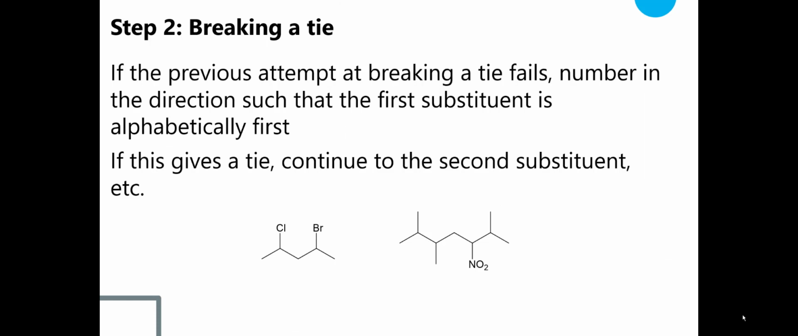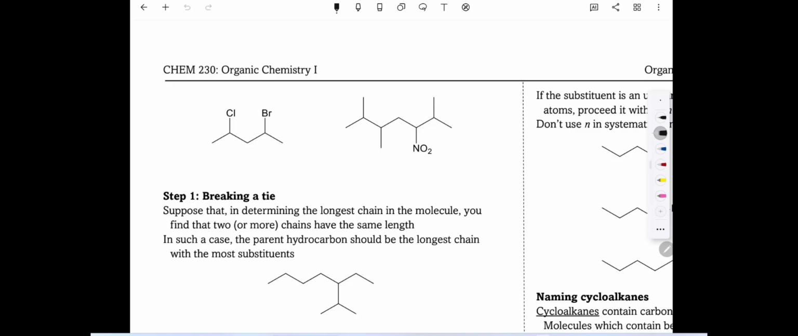Now, it will sometimes happen that you can go through the numbering of all the substituents and still fail to break a tie. So if we can't break a tie by counting substituents, we're going to resort to alphabetizing the different substituents and giving the ones that we run into alphabetically first the highest priority. So let's take a look at these two examples here. We're now on page 4 of the notes.